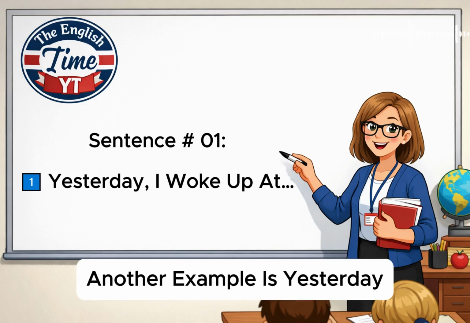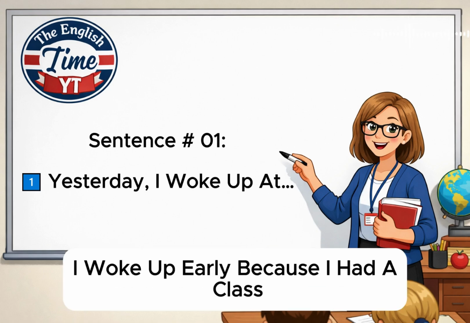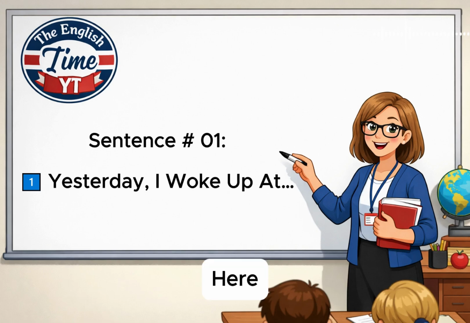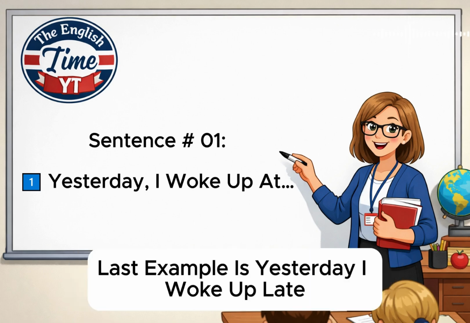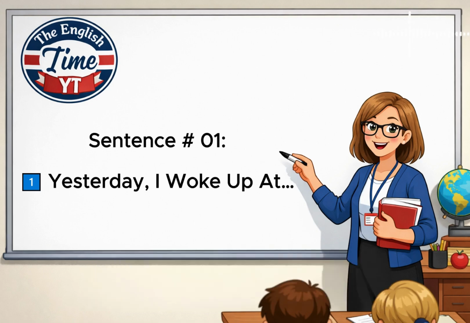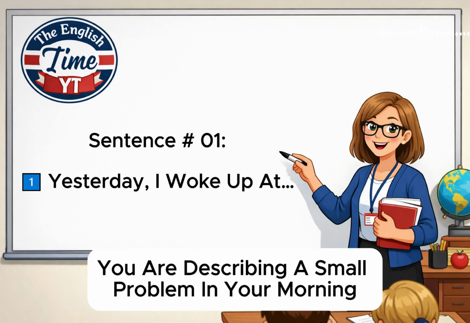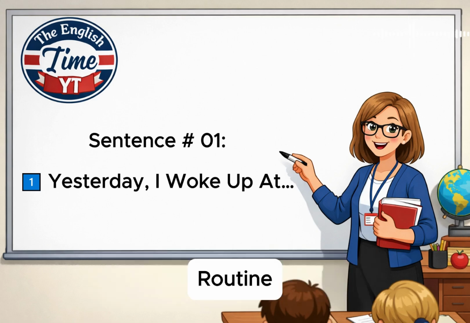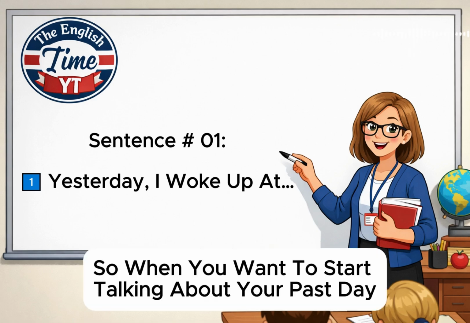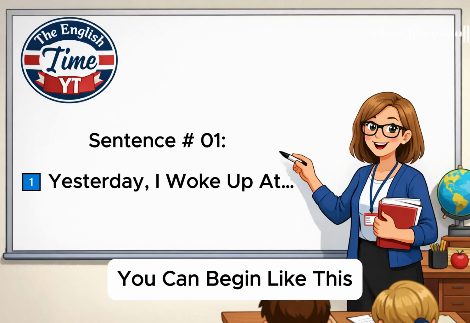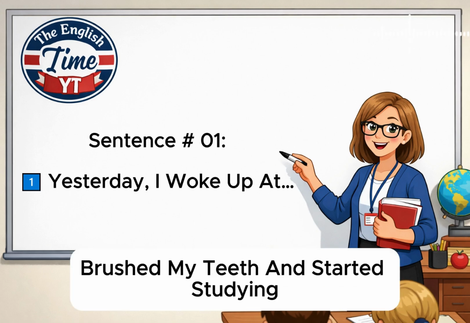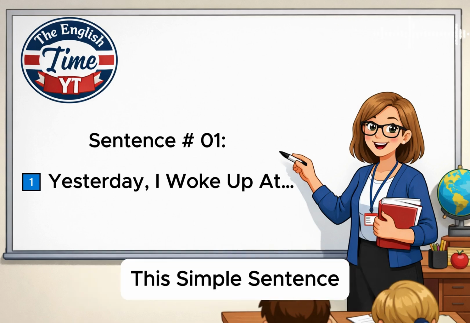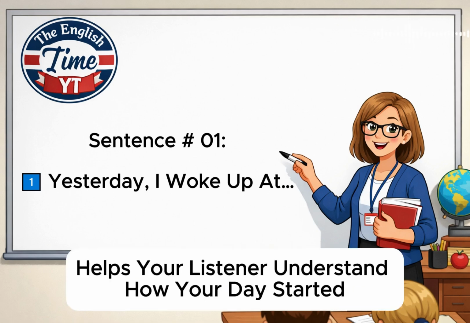Another example is, Yesterday, I woke up early because I had a class. Here, you are explaining the reason why you woke up early. Last example is, Yesterday, I woke up late, so I rushed to college. In this example, you are describing a small problem in your morning routine. So when you want to start talking about your past day, you can begin like this. Yesterday, I woke up at 7, brushed my teeth, and started studying. This simple sentence helps your listener understand how your day started.